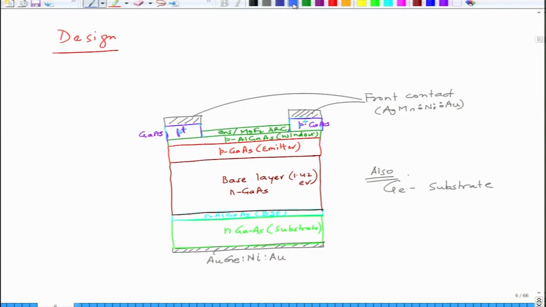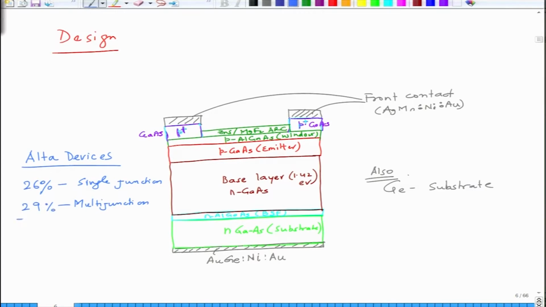In efficiency, there is a company called Alta Devices. So, right now their solar cells show 26% for single junction, and gallium arsenide also is used in multi junction devices, and in multi junction they have gone up to about 29%. So, they have very high efficiency as compared to silicon. So, this is the typical picture of a gallium arsenide solar cell.